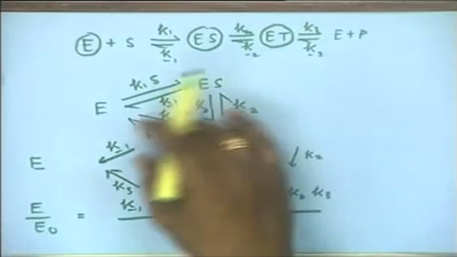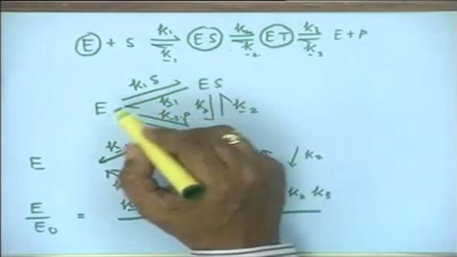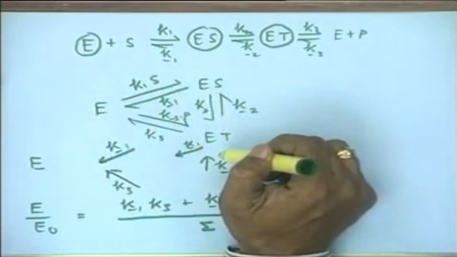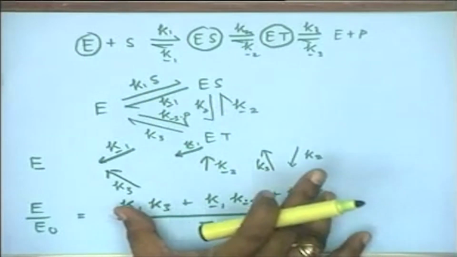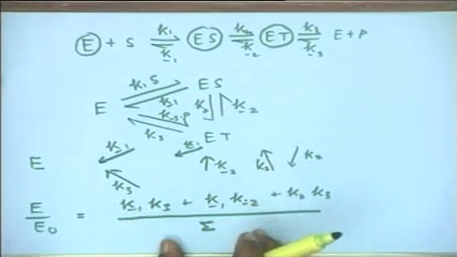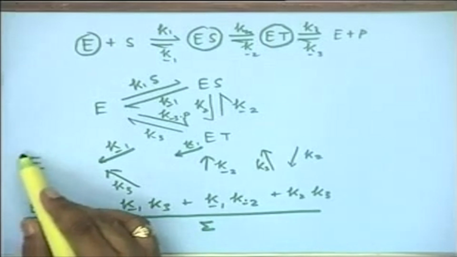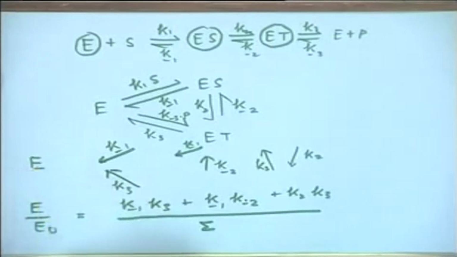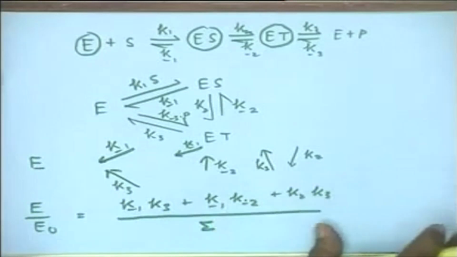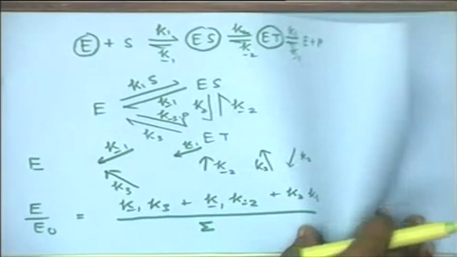That means, all the kappa factors put together for E, ES and ET. I mean, the numerator whatever we will write for ES and ET will also be added in the denominator. So, the sigma will be E0. So, the concentration of the E species will be a fraction of the total, which will be given by such an expression.